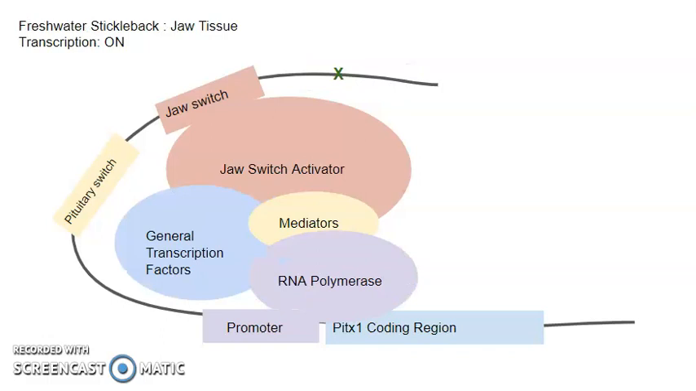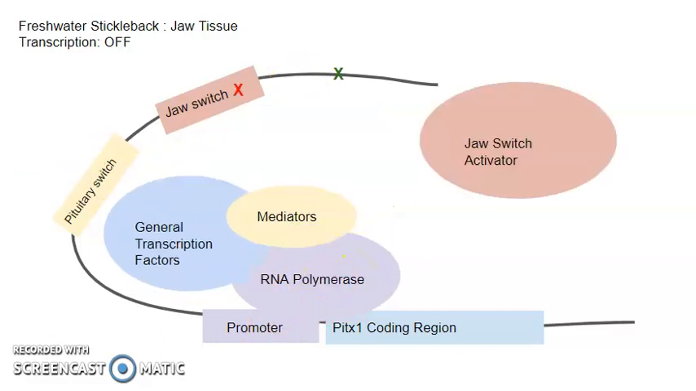This model is of the freshwater stickleback jaw tissue transcription on. This model is different from the first two as it has an inactive pelvic switch activator. But again, it does show the jaw switch connected to the jaw activator, allowing for the RNA polymerase to begin expressing the jaw tissues.